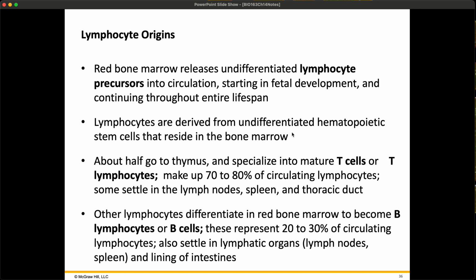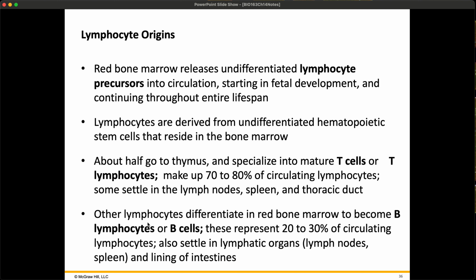Lymphocytes come from those undifferentiated hemopoietic stem cells. Half go to the thymus, where they become T cells. They make up the majority of circulating lymphocytes, and then some will settle in the lymph nodes, the spleen, and the thoracic duct. So these are lymph structures, where again a lot of lymph fluid or blood is being filtered through. So T cells mostly go into circulation, with some hanging out in the lymph organs.